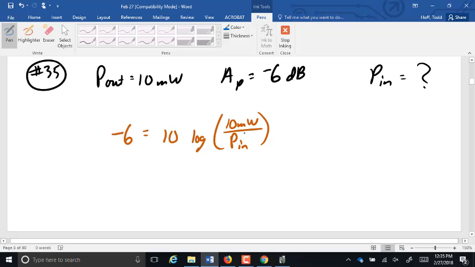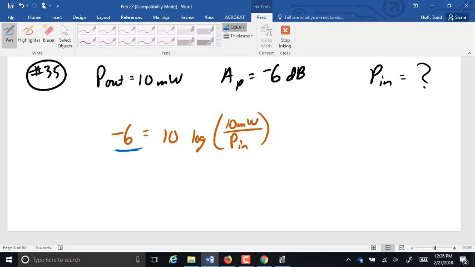Now, what do we know about P in and P out here? How is P in related to P out? Since this is a negative decibel here, that means it's a power loss. So that's saying that P in is bigger or smaller than P out? Bigger, because it has to be a loss. The output has to be smaller than the input. So input's bigger than the output.